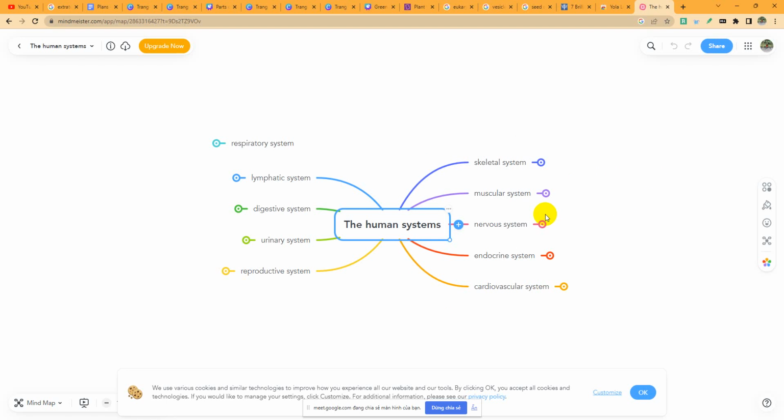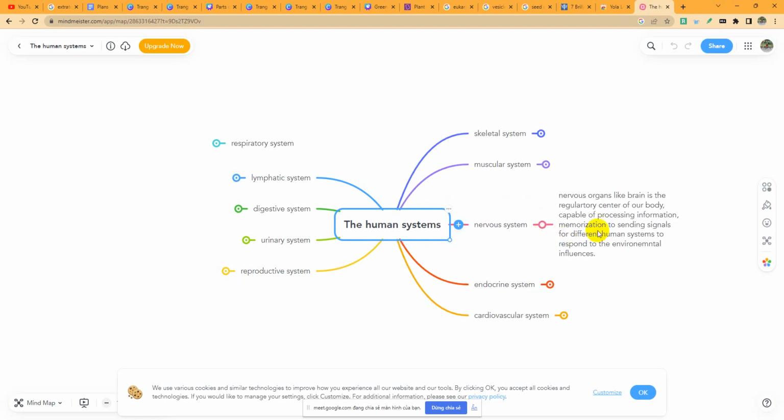And then we have the nervous system too. The nervous system, I think, is one of my favorite systems of the entire human body. Why is that? Because the nervous system, like the brain and the spinal cord, is also the regulatory center of our body, which I think is a fancy term for the control center of our body.